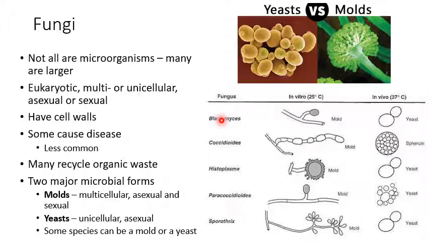And these are all different types of fungus that have both a mold form and a yeast form. So depending on what conditions you grow them at, they'll either make a mold or a yeast, which makes it pretty hard to classify fungi sometimes.